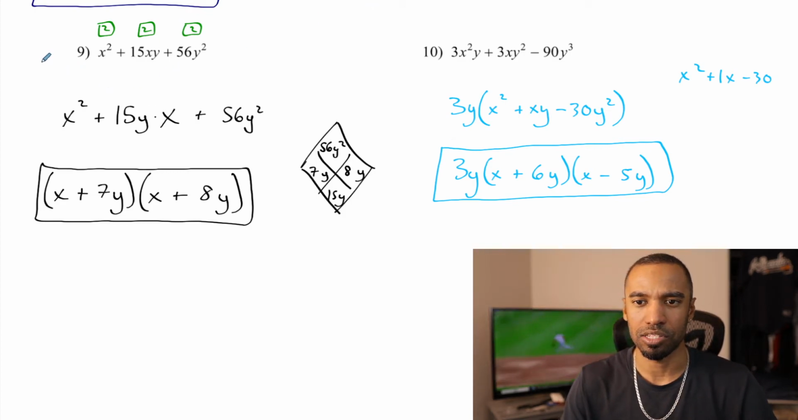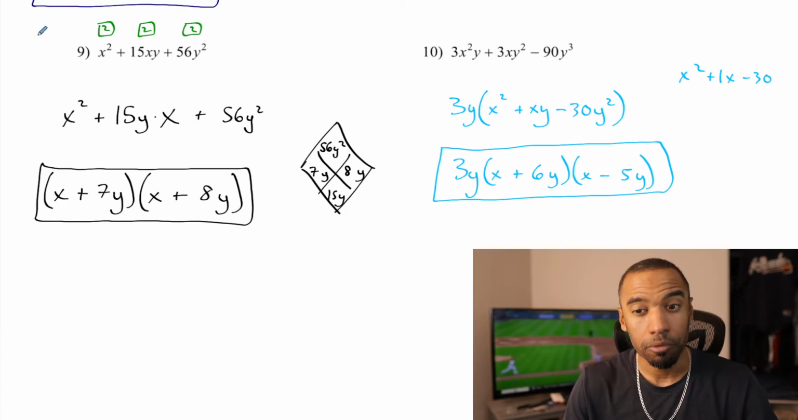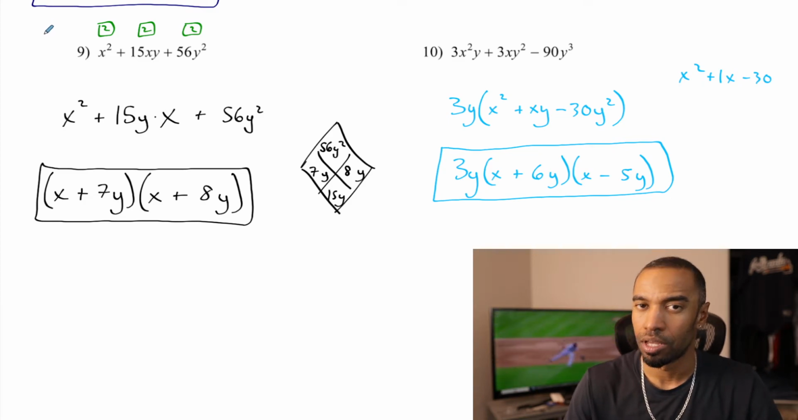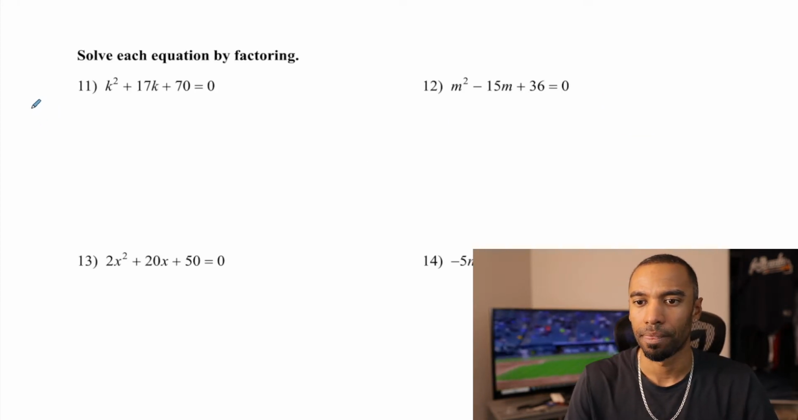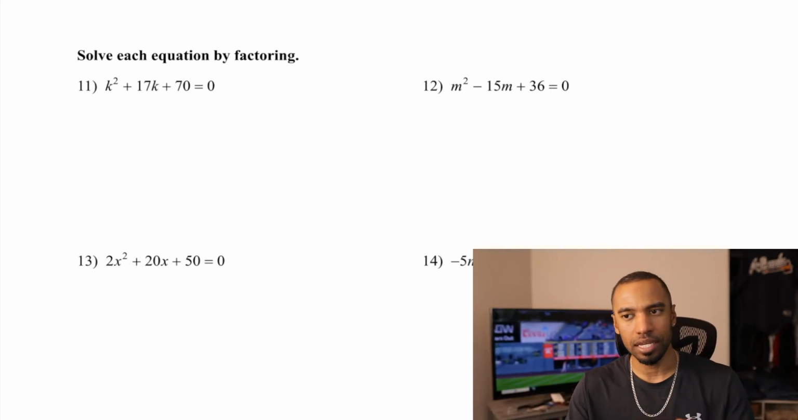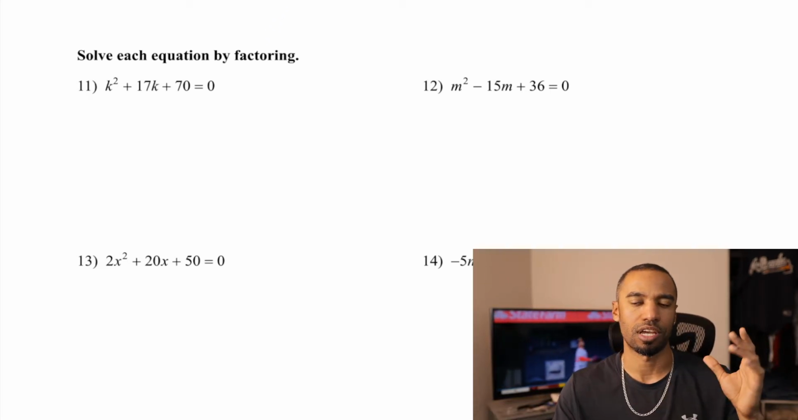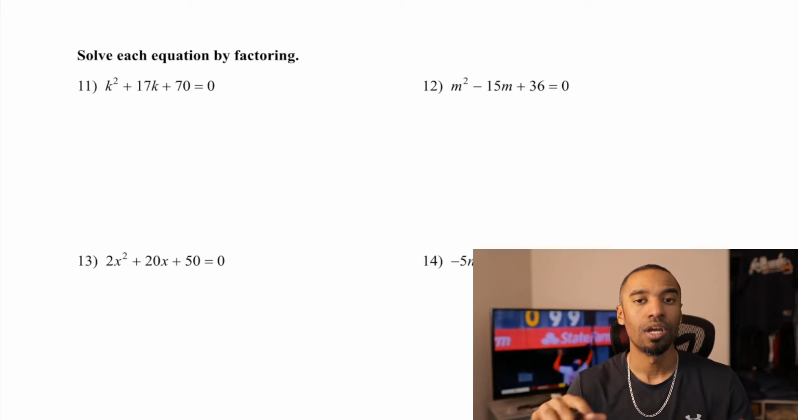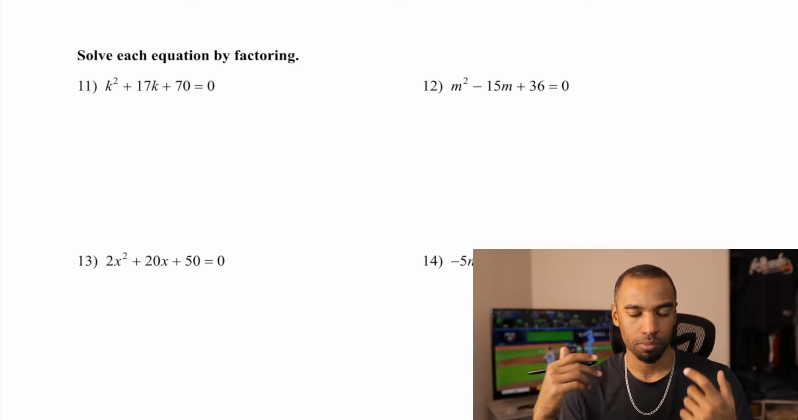I hope some of that's making sense. Let's move forward. And I'm going to be faster with the factoring now because of what we just played with there. All right, now we're going to solve each equation by factoring. Now, this is no different from what we did in the greatest common factor stuff: once we're factored, we solve using the zero product property.